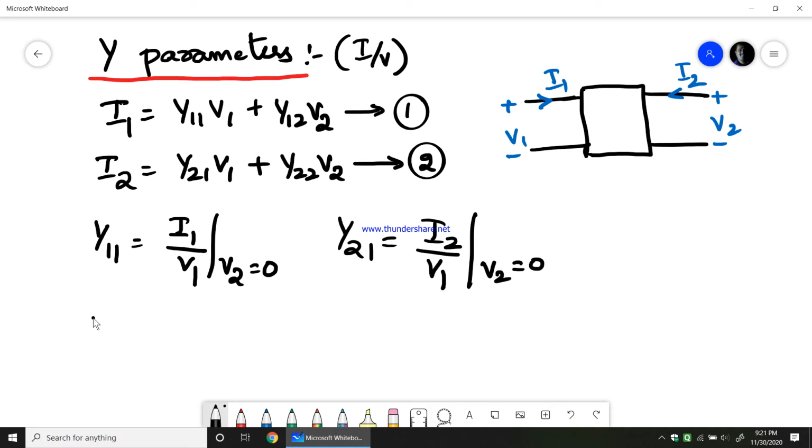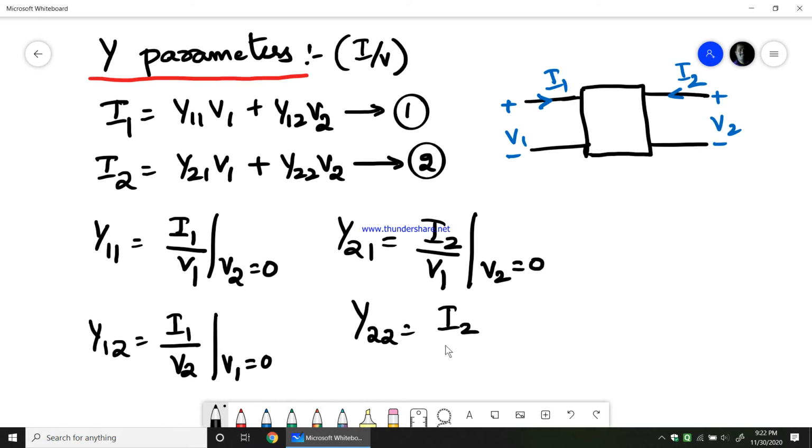Similarly, I get Y21 in the second equation, not Y21, I have already written Y21. So next, when V1 equals 0, that is what we need to analyze. We get Y12 equal to I1 by V2 when V1 equals 0. Similarly, Y22 equals I2 by V2 when V1 equals 0.